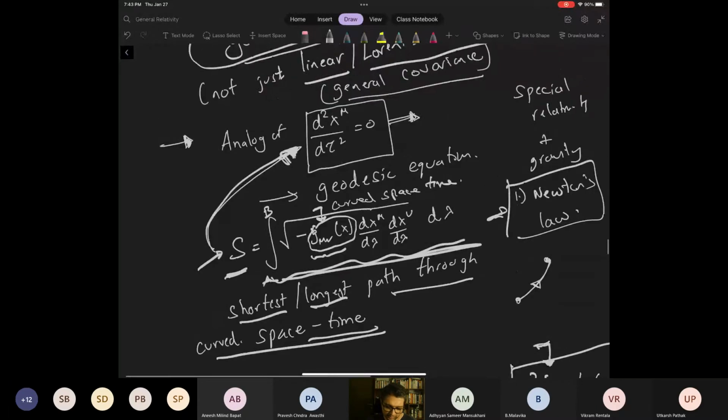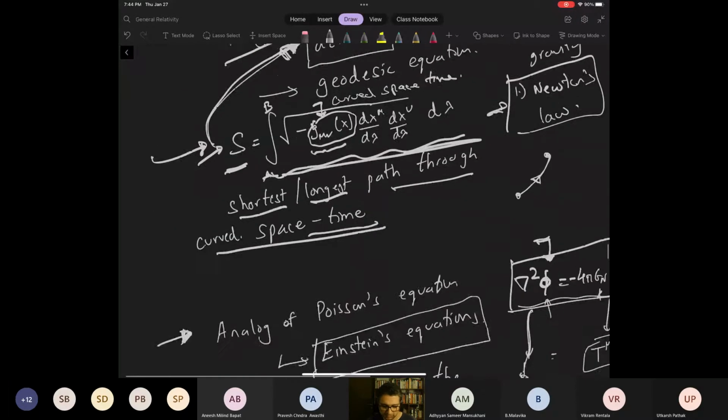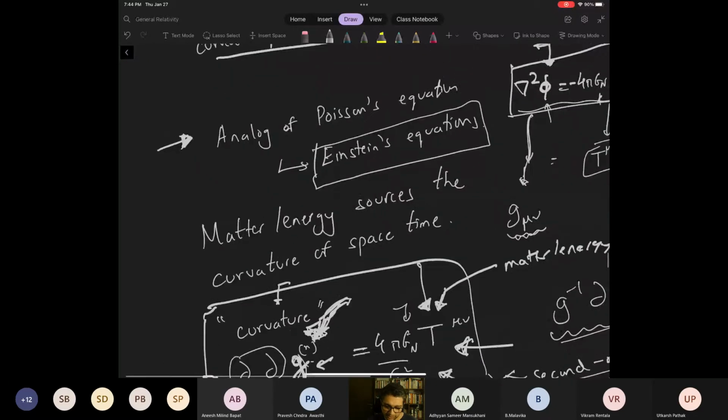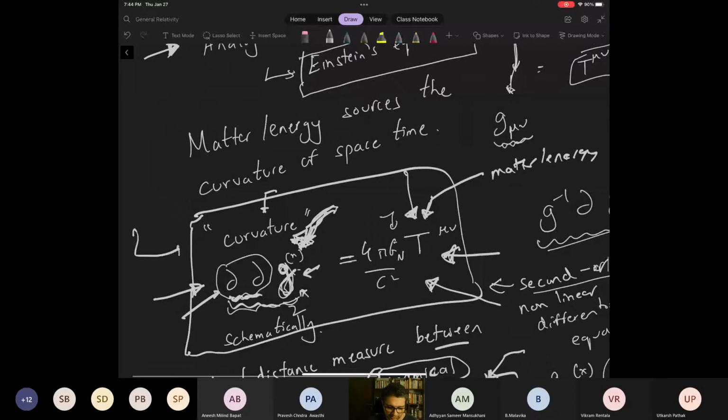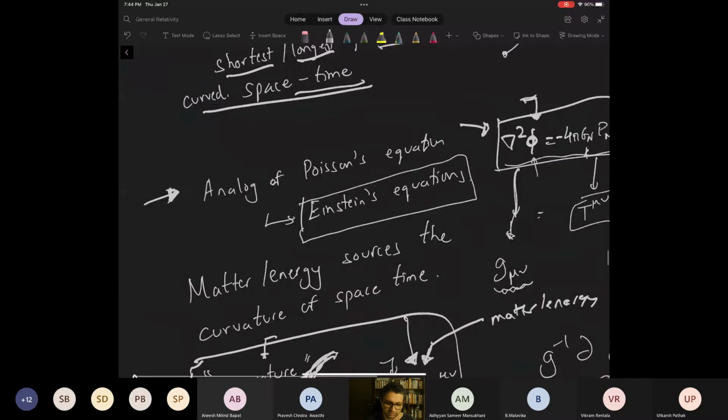We'll try to get the action for a point particle in a curved spacetime, and the analog of Newton's law in the absence of forces, or even in the presence of forces. And then we'll try to get the analog of Poisson's equation, okay, which is where we'll try to get these Einstein equations, where we get something like curvature is equal to some T mu nu, okay. And you see that basically these laws, or this idea of curved spacetime, naturally has the equivalence principle built into it. Okay.